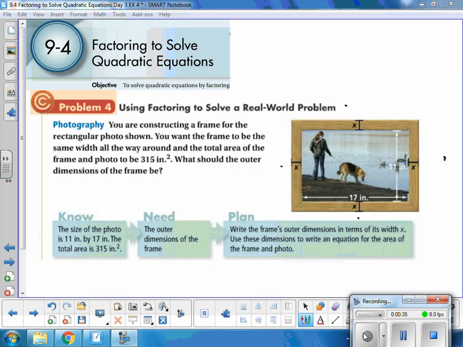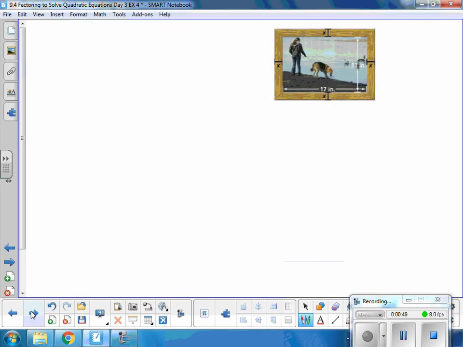So we'll have to make sure that when we're done doing the math, we're actually answering the question being asked. What we do know is the dimensions of the photo. What we do need to find is the outer dimensions. So a plan would be to work with this, put together the best we can. We know that the area of the whole thing is going to be length times width. So let's use what we know.